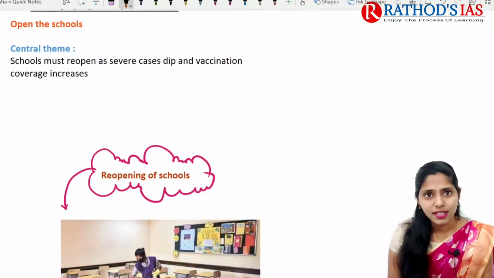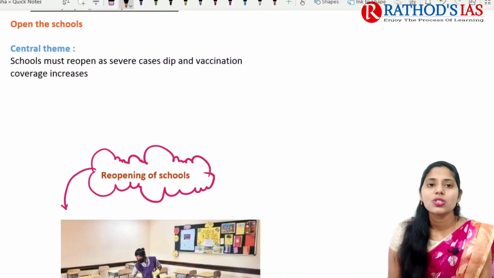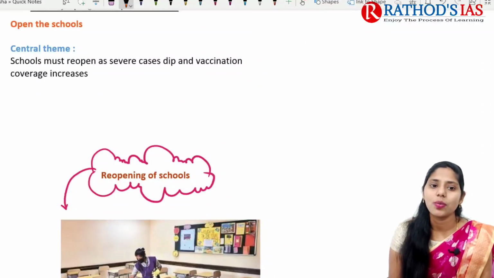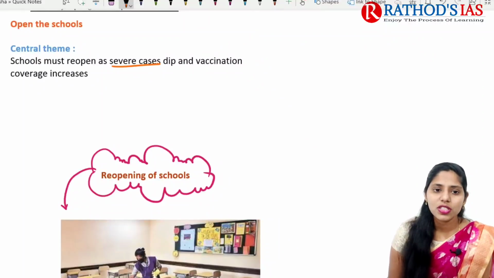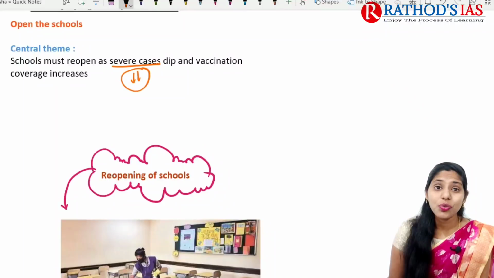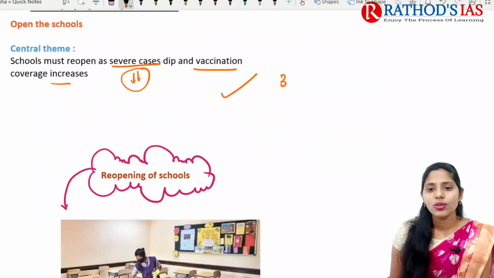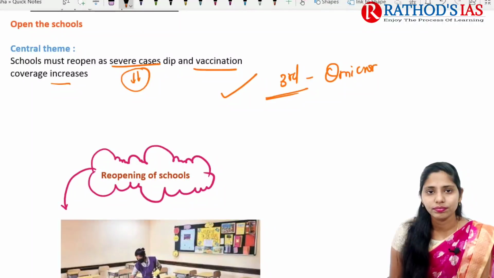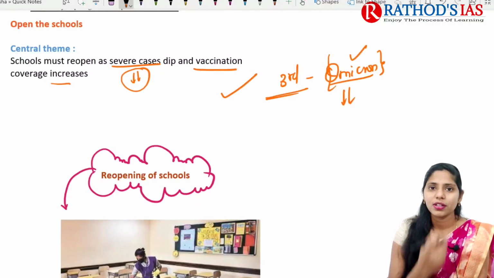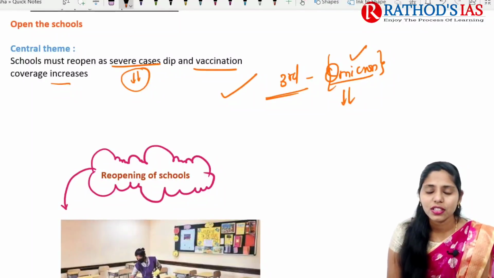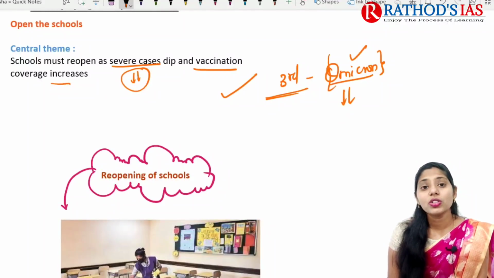So here, the central theme, the author mainly says that schools must reopen, as severe cases dip and vaccination coverage increases. So the cases are mainly decreasing, okay, that means severe cases are decreasing and vaccination coverage is increasing. As you all know, this third wave of coronavirus is mainly due to the new variant, Omicron. The severity of this Omicron is very much less compared to other variants like the Delta variant. So because of this, we can see decreasing hospitalization as well.